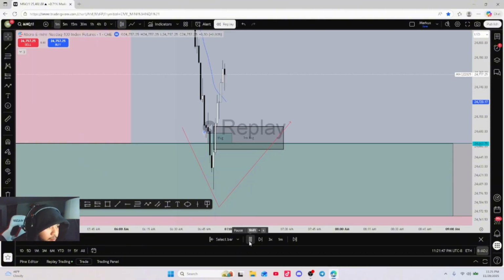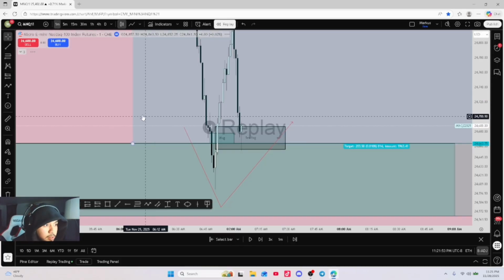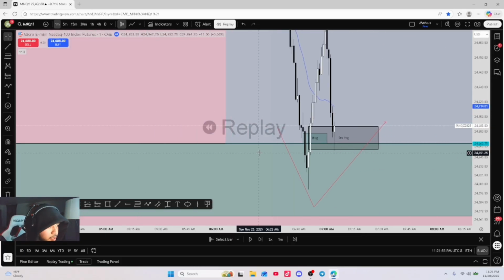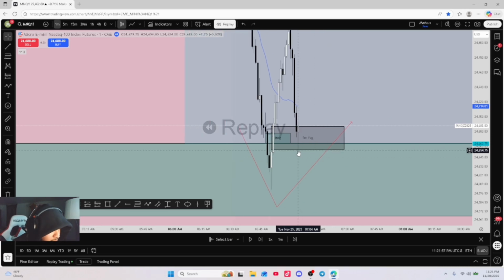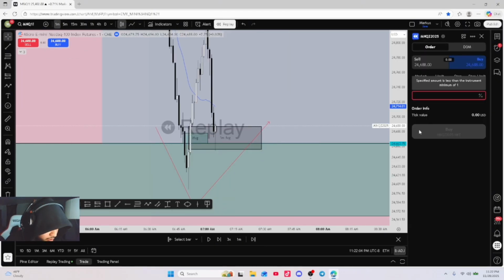Do we get one? I'm not sure. If we don't, I will not enter. Okay, as you can see, we tapped it to its peak. Literally, this wick tapped it to the very bottom of this 1 minute FEG. So what I'm gonna do now is take my buy. I'm gonna risk 3 micros this time.